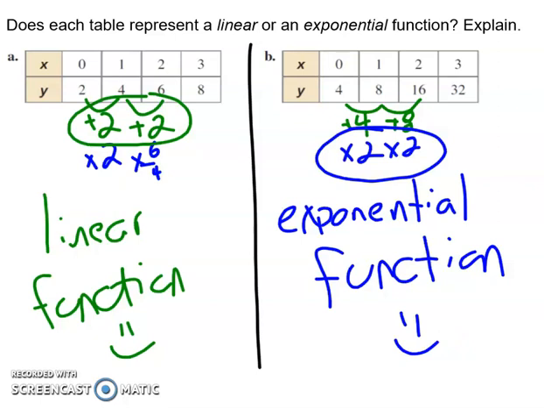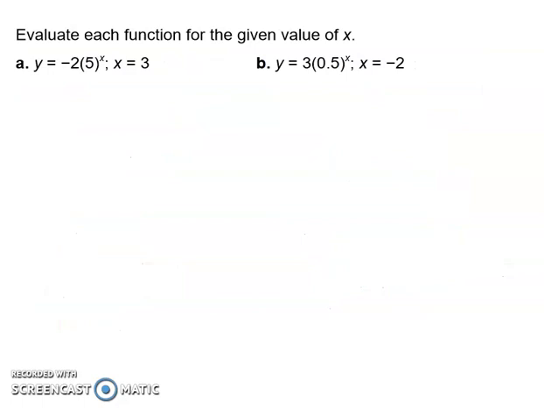So over on the left, we have a linear function, and over on the right, we have an exponential function. But these aren't going to be the only questions that we are going to be asked. We're also going to be asked to evaluate each function for the given value of x. And all that means is wherever we see an x, we are going to input the given value.